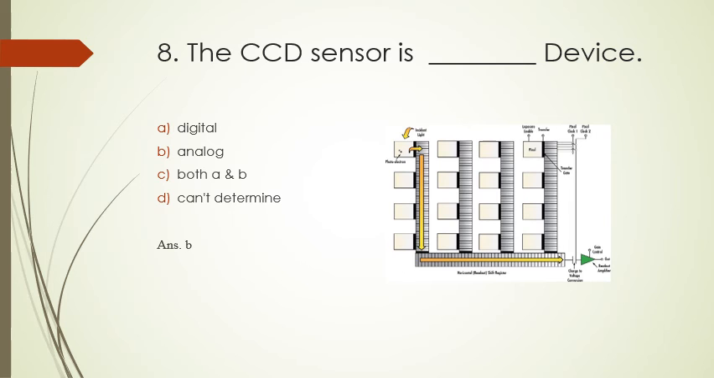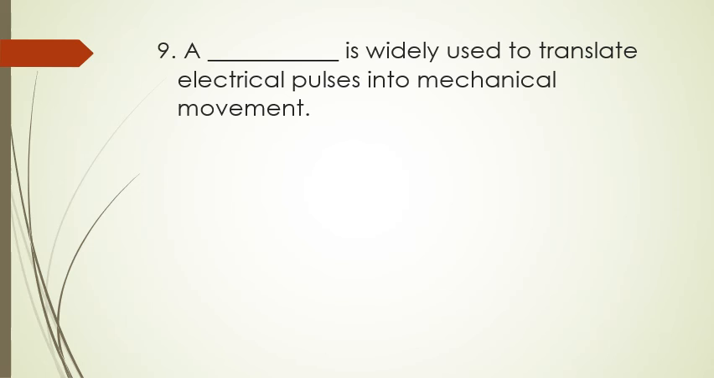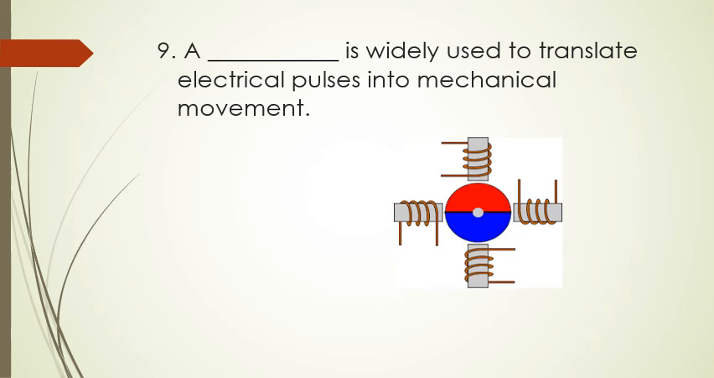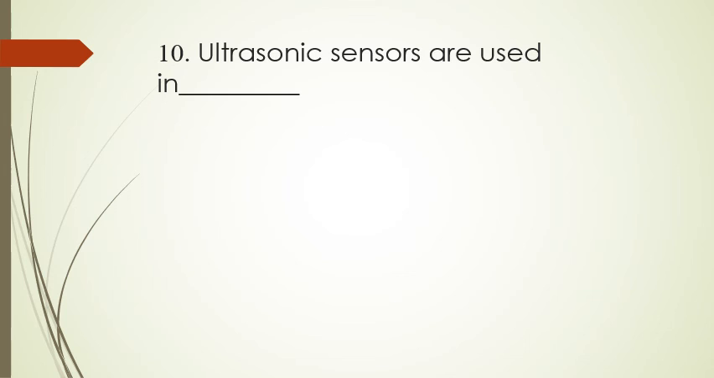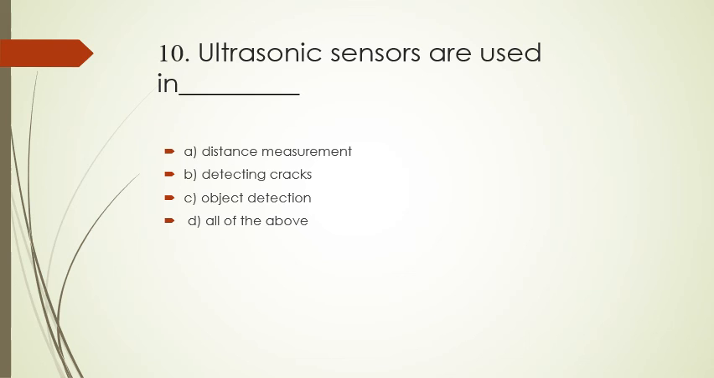This is how the CCD sensor looks, or its construction. Question number 9, a dash is widely used to translate electrical pulses into mechanical movement. As I have already shown you the diagram, there is no need of the options here. It will be the stepper motor. They are widely used to translate electrical pulses into mechanical movement. And the last question of this part is, ultrasonic sensors are used in dash: distance measurement, detecting cracks, object detection, or all of the above.